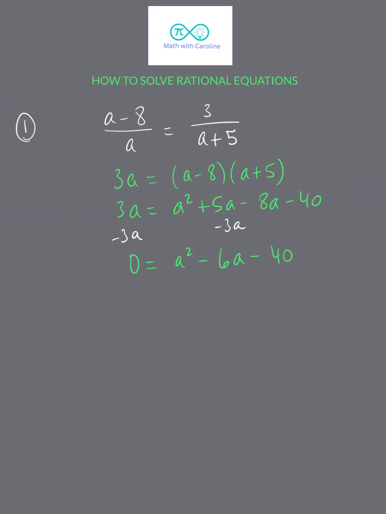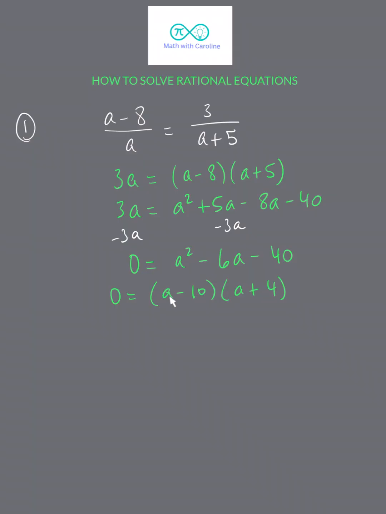Now that we have a quadratic and it's set equal to 0, we can factor or use the quadratic formula to solve for a. If you need help factoring, please check out my other videos on factoring. We need to find two numbers that multiply to negative 40 and add to negative 6. What are those two numbers? Negative 10 and positive 4.